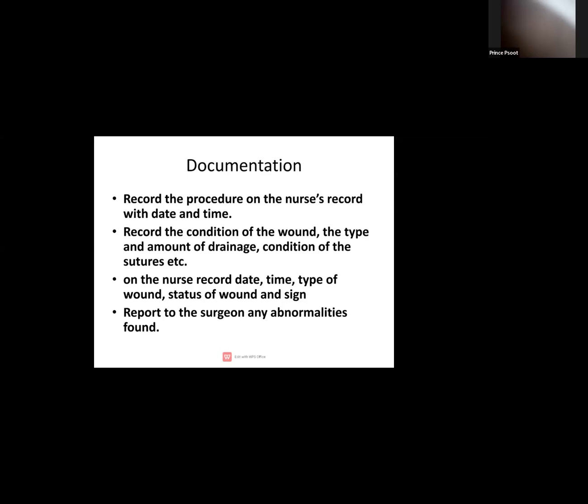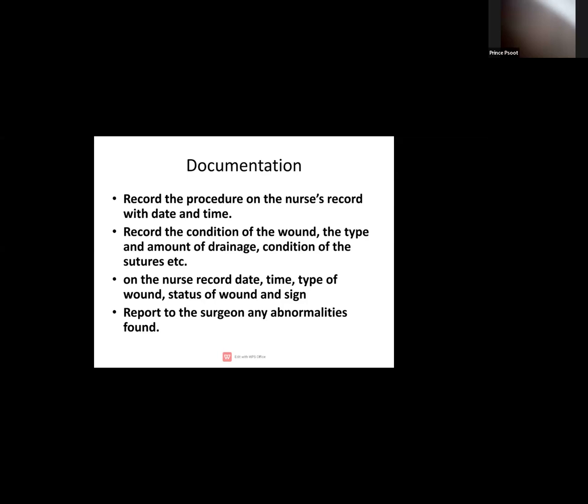Record the condition of the wound, the type and the amount of damage, the condition of the sutures and everything, so that the next person taking over from you, or the next person that will be doing the wound dressing, if it's not you, will know everything done for the patient and the progress of the injury. Is the injury progressing or retrogressing? What has been done? Is there need for emergency intervention on the wound? All these things need to be recorded so that they can be put into consideration.